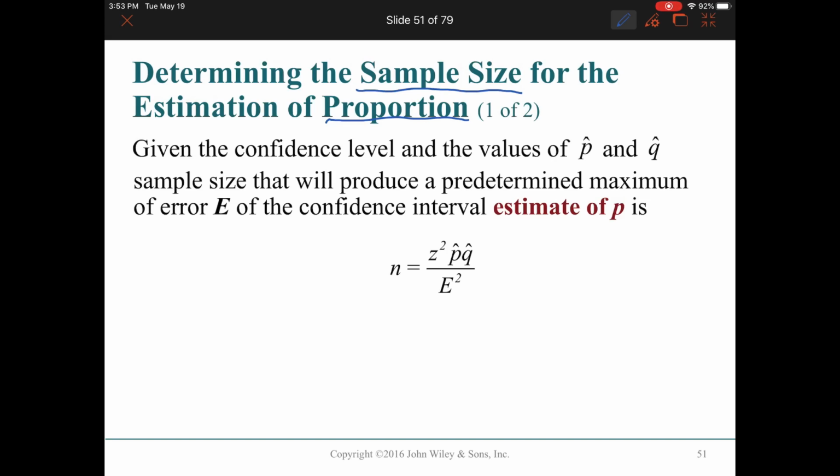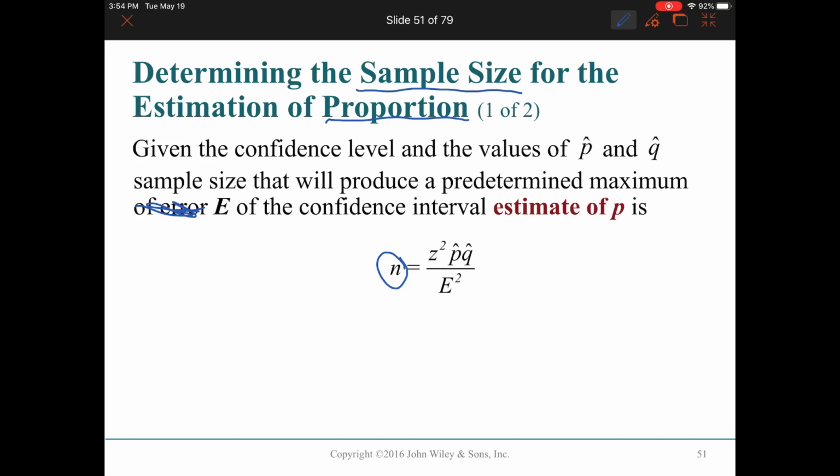We have another sample size calculation. And for the estimation of proportion, it kind of has two different versions. But here's the difference between this and the prior section in Chapter 8. As I sip my lemonade, given the confidence level, which you have to have given, and values of p hat and q hat, find a sample size that determines a predetermined maximum error. Margin of error, looks like a misprint here, so the margin of error, I'll just say E for now. The confidence interval estimate of P gives us N.